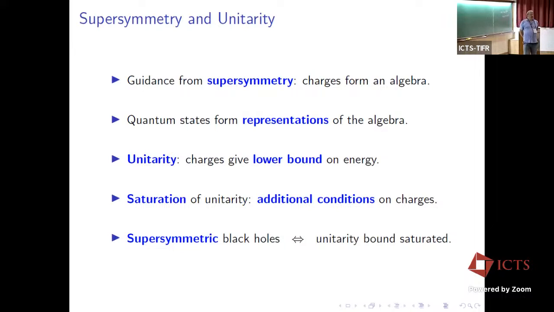Well, saturation of this unitarity bound corresponds to imposing additional conditions on charges. The unitarity bound is stronger than just being the lowest possible energy in the given sector. The energy has to go down and be particularly low. Supersymmetric black holes are a special type of black holes, and they're the black holes that saturate the unitarity bound. So there are large classes of black holes that are extremal, as in they're these ground state-like things, but that are not supersymmetric.